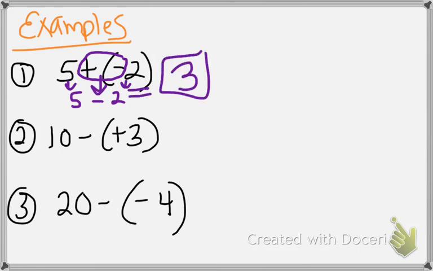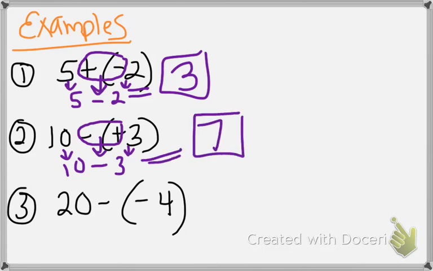Let's go to the next one. 10 minus a positive 3. Again, the signs are going into battle. Negative and positive. Negative wins, turns into a negative. Bring down the other numbers. Now it comes out to be 10 minus 3, which is 7.